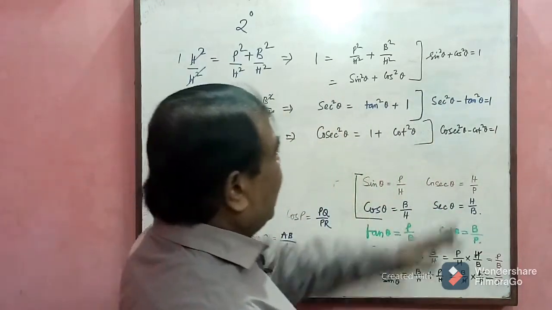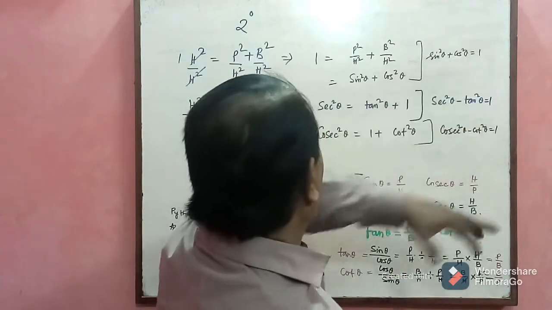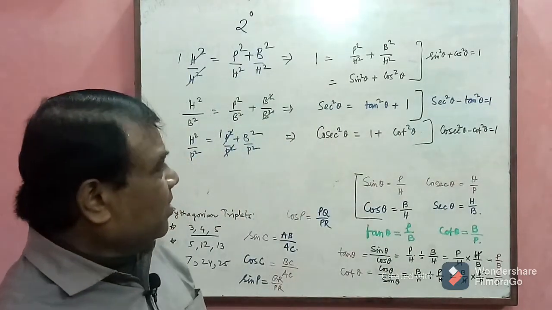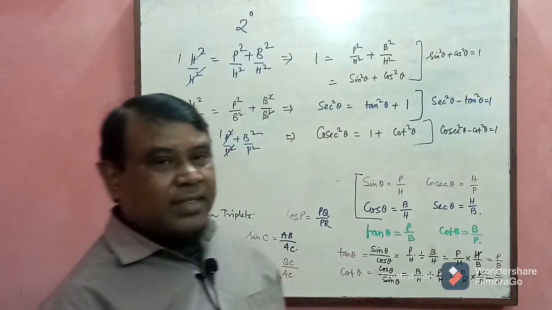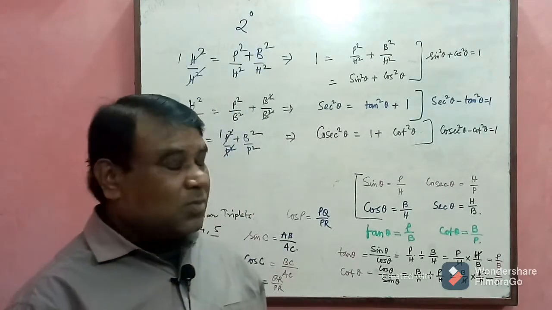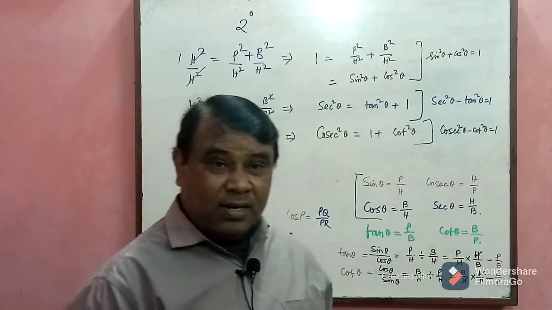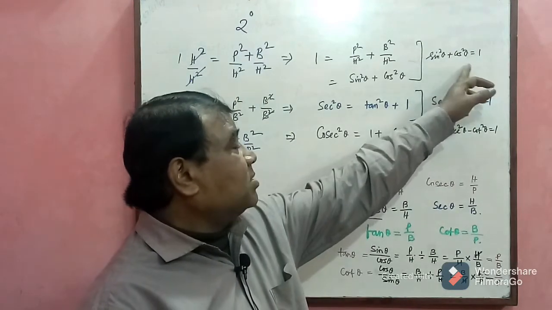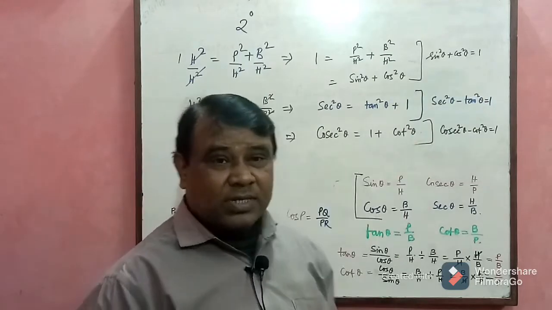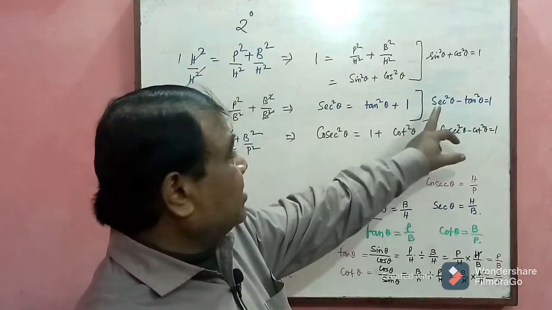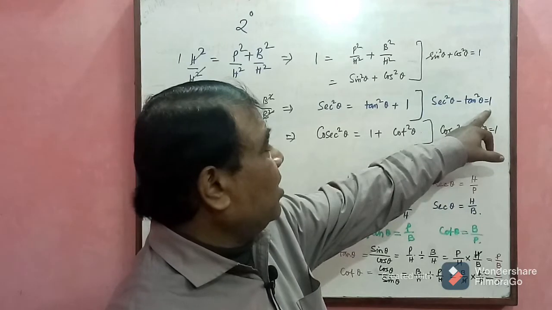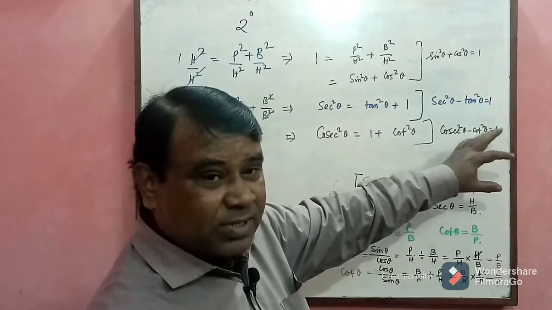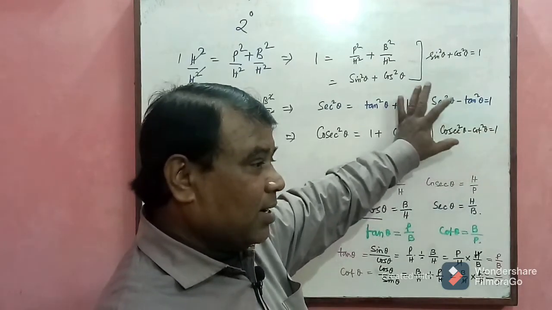So here also we have a 3, 1 numerical. In total we have 6 values of 1 in trigonometry. Sin theta cosec theta is 1, cos theta sec theta is 1, cot theta tan theta is 1, plus sin square theta plus cos square theta is 1, and sec square theta minus tan square theta is 1, cosec square theta minus cot square theta is 1. So we have 6 identities.